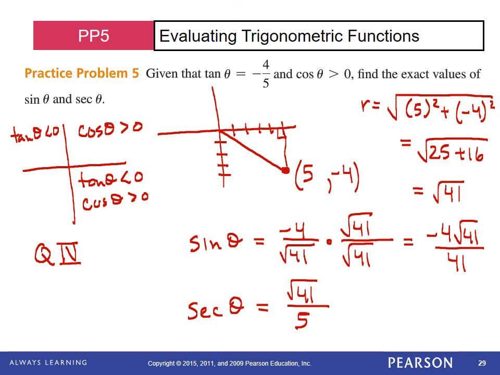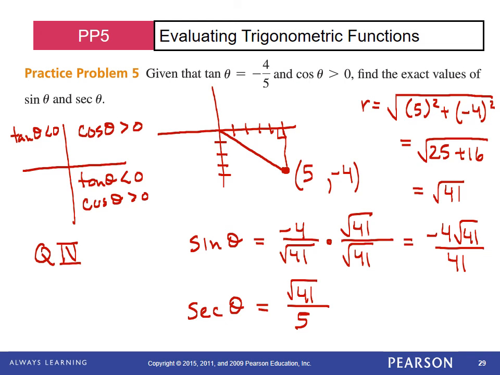Just figure out, okay, which trig function we need. We need sine. So sine of theta, now since we're not on the unit circle, is going to be the y value over the r value. And of course we have to rationalize our denominator here. So how about negative 4 root 41 over 41?